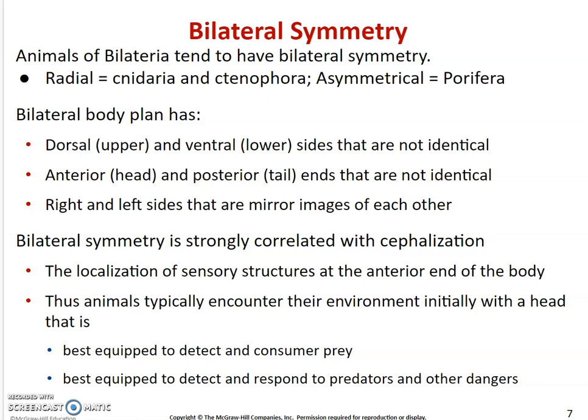Now the anterior mouth end becomes the head, and animals typically enter and take sensory information in on a new environment with the head. So the head is where the eyes, the ears, the nose, the mouth are. So that's how they detect prey. It's how they respond to predators. It's how they see danger, where they might live. It's how they sense the habitat or the ecosystem around them.